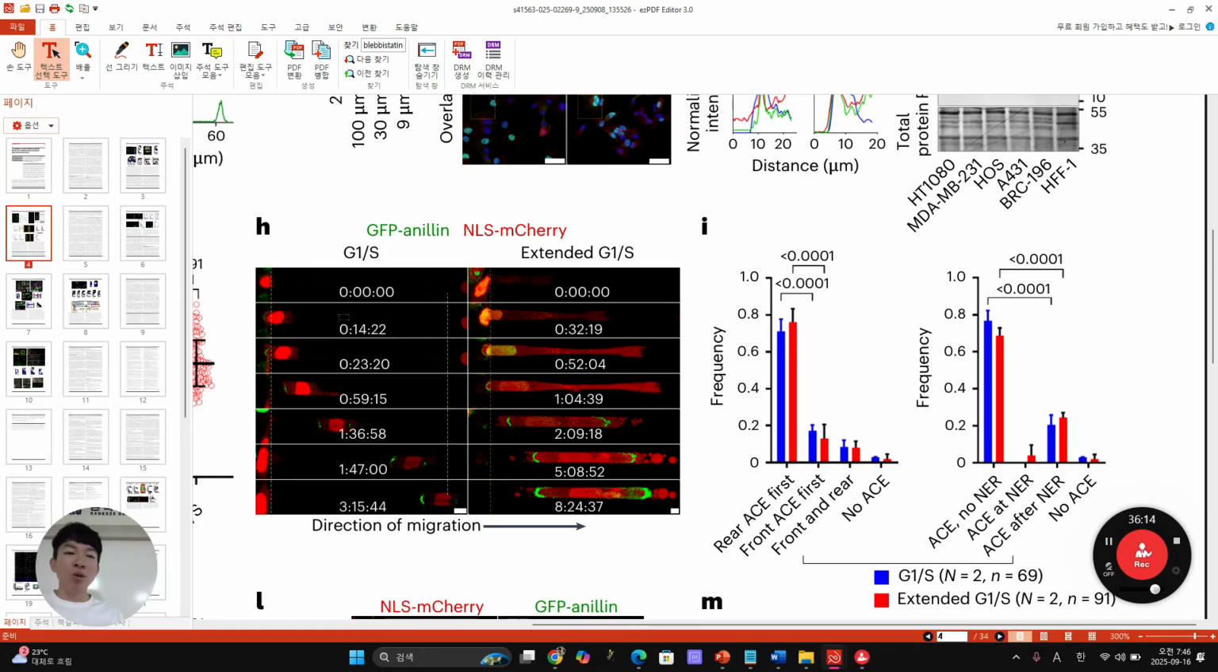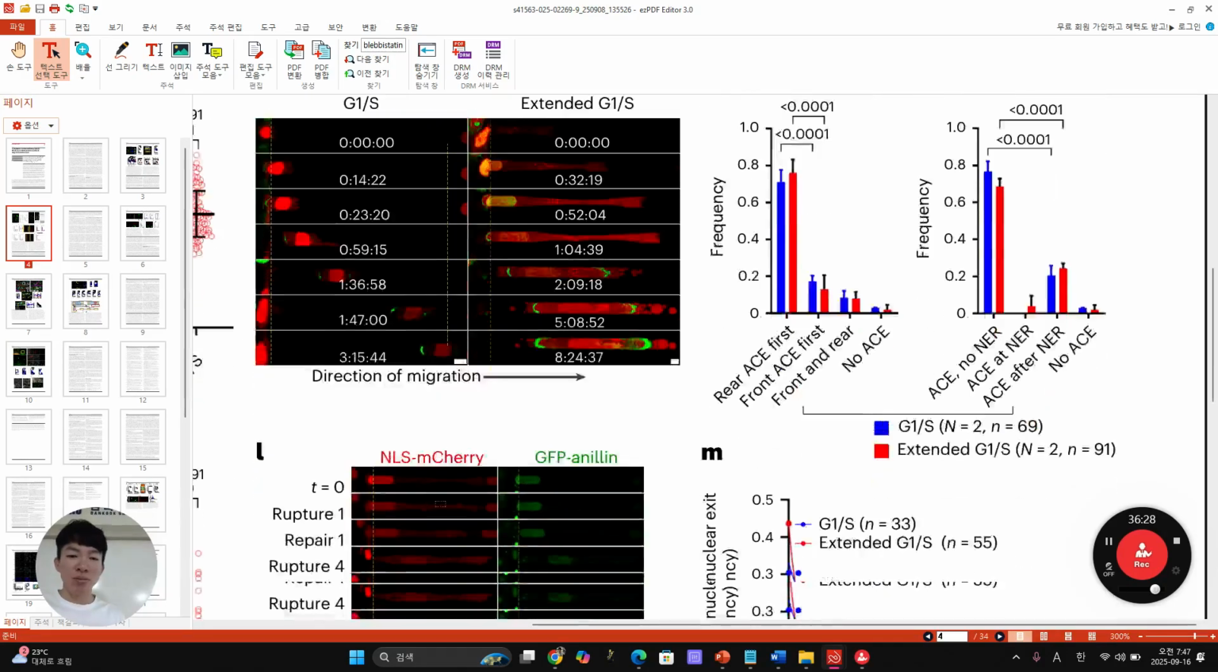And then over time, as the cell migrates in a small area, it needs more power. So from the nucleus, this anilin leaks out, and then it is deposited front and back. They describe it like this.